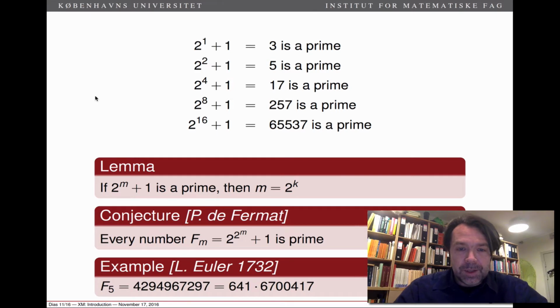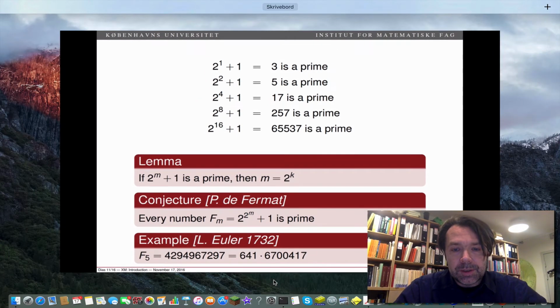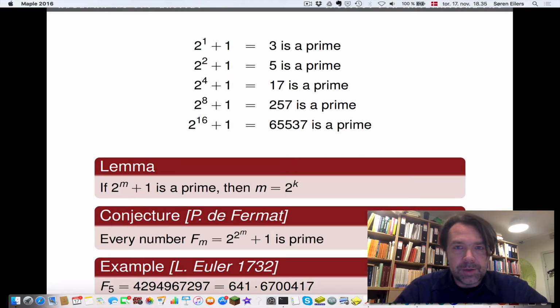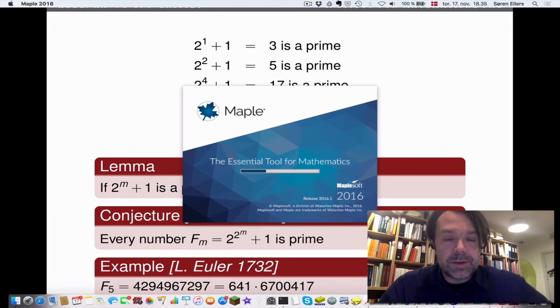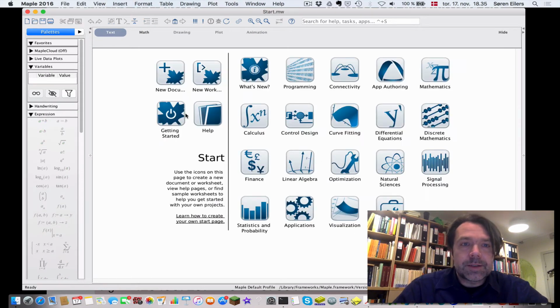In fact, Euler proved not so long after Fermat that F5, so that's 2 to the 32 plus 1, which is this number down here, is not a prime. Indeed, 641 is a factor. So to perhaps contrast what Fermat and Euler did with the tools that we have at our disposal in this course, let's try to look a little bit at this problem in Maple.